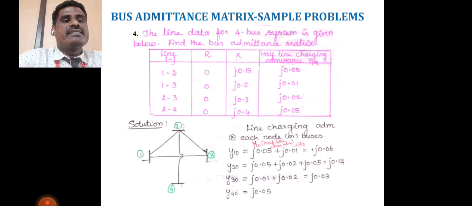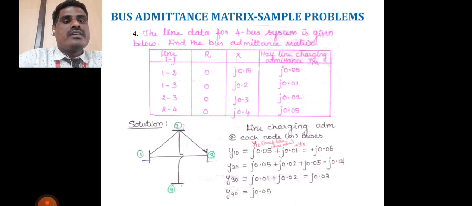So, what is the reason for calculating the line charging admittance value in this problem? Let us see the network diagram. In this case 1 to 2, 1 to 3, 2 to 3 and 2 to 4. In this network diagram, 1 is connected with 2, 2 is connected with 3, 1 is connected again with 3, and finally 2 is connected with 4. But each and every node is separately grounded. So, 1 is grounded, 2 is grounded, 3 is grounded and 4 is also grounded.